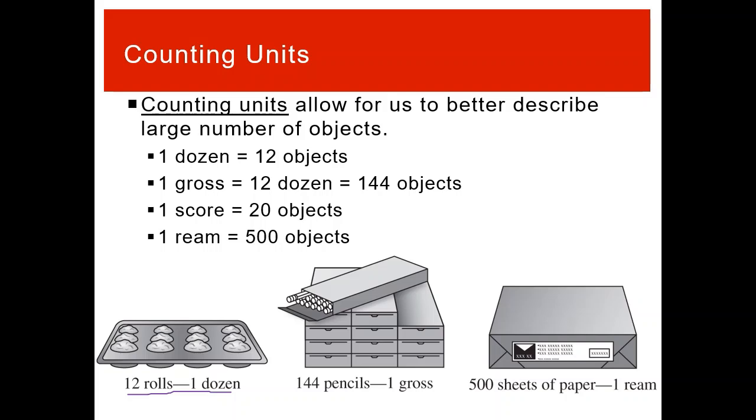1 gross is actually 12 dozens or 144 objects. So that'd be if you have a lot of them. So for example, if you have a lot of pencils, 1 gross is a useful object. A score is 20 objects, and a ream is 500 objects.